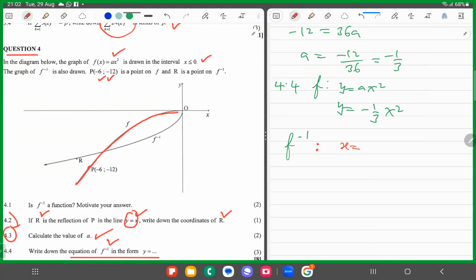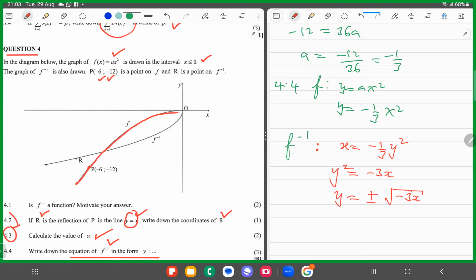It is x equals -1/3 y squared. So you have y squared equals -3x, which means y is plus or minus the square root of -3x. Okay, so you make y the subject of the equation.